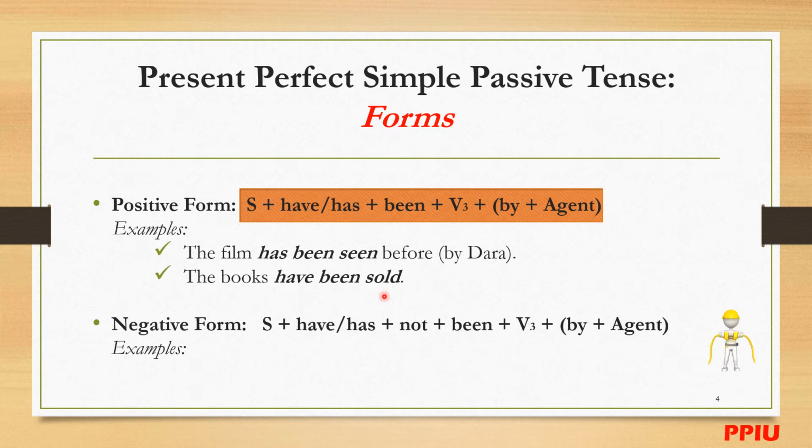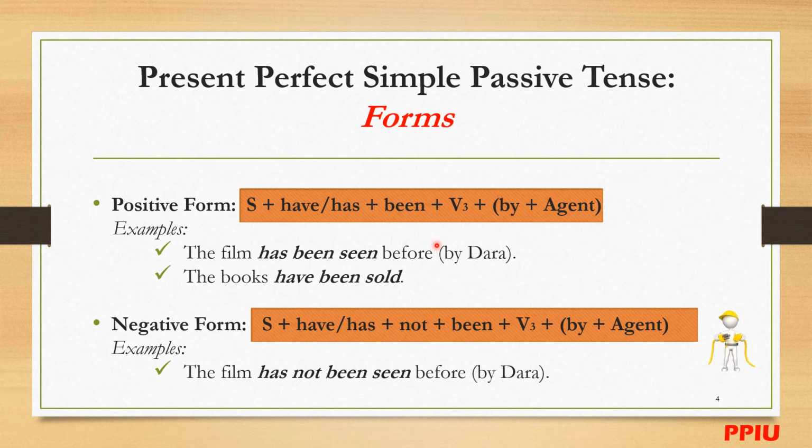Okay, regarding the negative form, we just add not in between. So subject plus have or has plus not plus been plus verb 3 plus by plus agent. Example, the film has not been seen before by Dara. Okay, it's what is here, just add not. The books have not been sold, right? So have not been sold, okay?